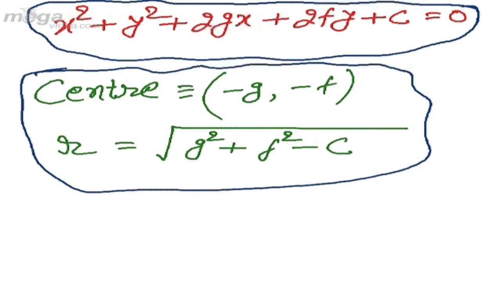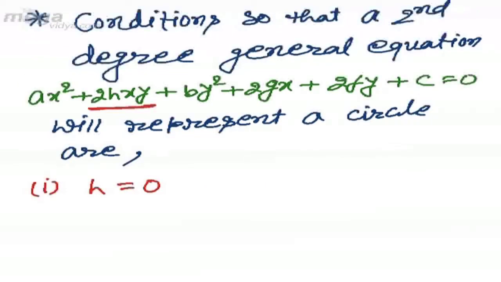Now again we'll see the coefficient of x square and coefficient of y square. Both are 1, that is, both are equal, and here the coefficients of x square and y square are a and b, that is different. So the second condition will be a equal to b, that is, the coefficient of x square is equal to the coefficient of y square. If these two conditions hold true, then this general equation will represent a circle.